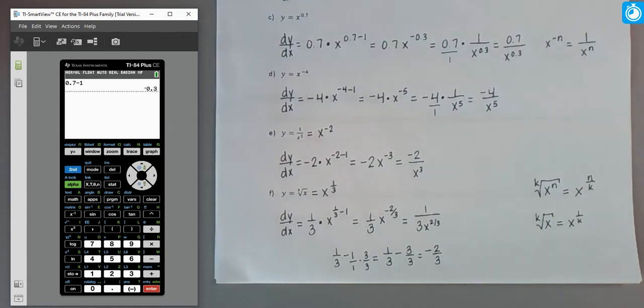So again, the power rule is going to be one of the most versatile rules that we have. We're going to use it a lot, and we're going to use it in a lot of different forms.